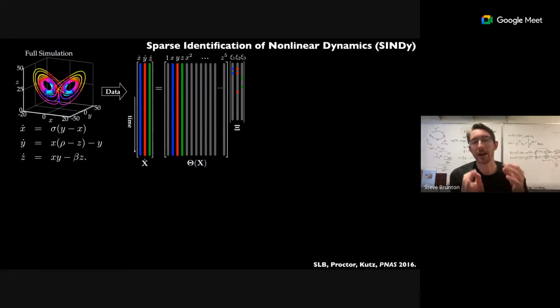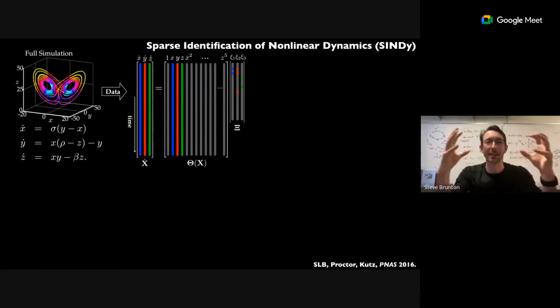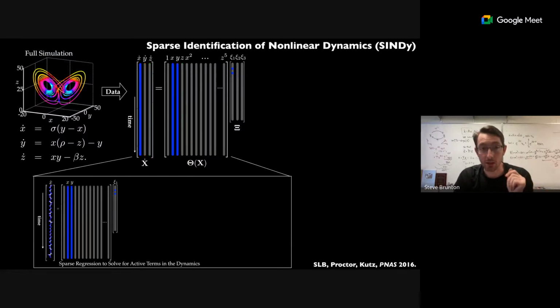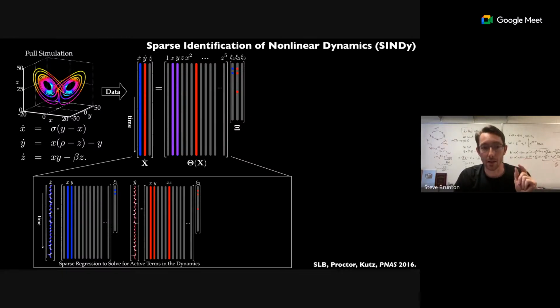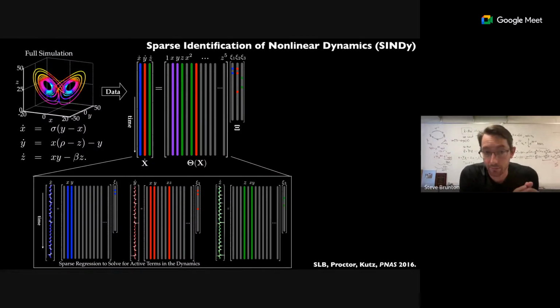And so now we're trying to find the simplest model in this class of models. This is a family of models. I'm trying to find the simplest model that describes x dot, y dot, and z dot. And simplest here means sparse. I want the fewest columns of theta that add up to equal x dot. I want the fewest columns of theta that add up to equal y dot. And I want the fewest columns that add up to z dot.